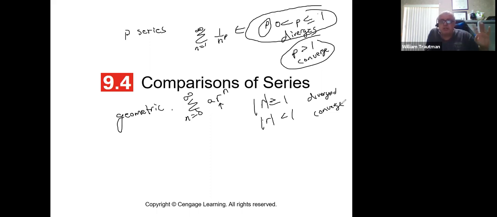So in the homework, we'll be dealing with P series and geometric series, and we're going to be doing something called the comparison test. We're going to compare something that looks similar to a P series, but it's not, but it looks similar to one. And we'll be looking at that.